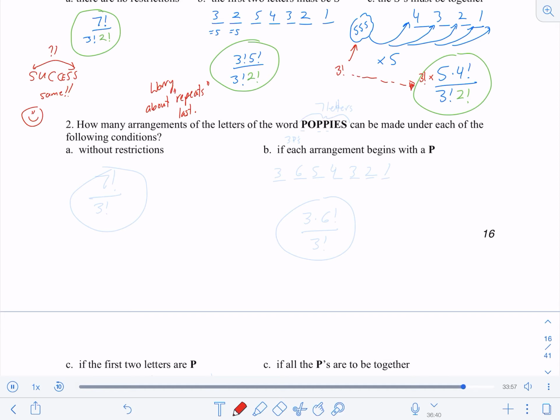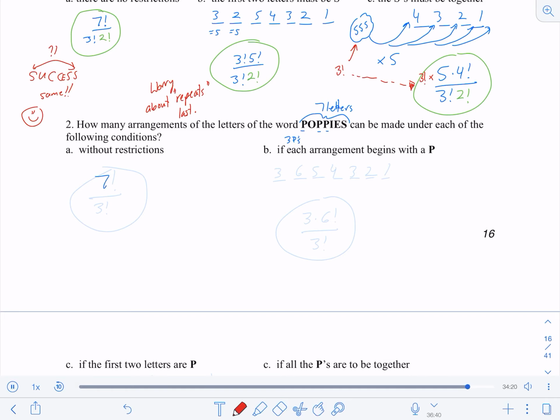Okay, so we're going to do that again with poppies. There's some similar things here, and then we're going to add some more restrictions. How many arrangements of the word poppies, which has 7 letters again? I like to take a moment and just write that out. There's 3 P's. And that's really it for repeats.